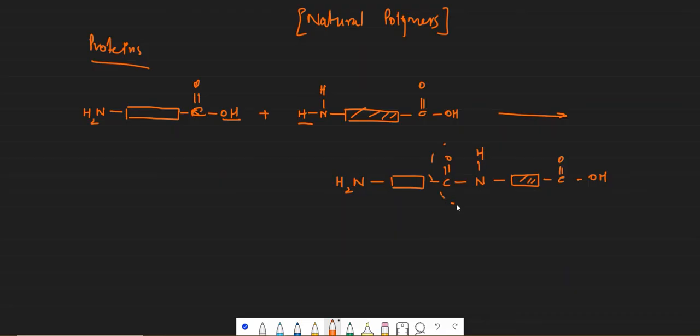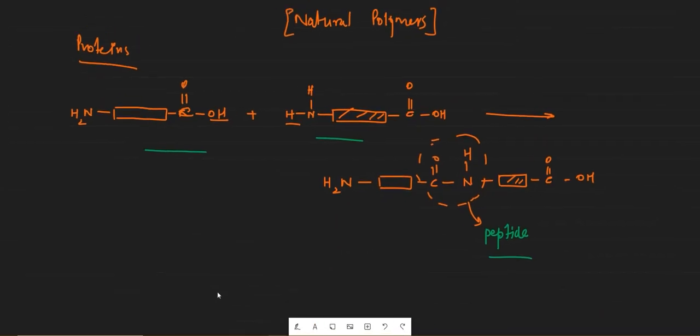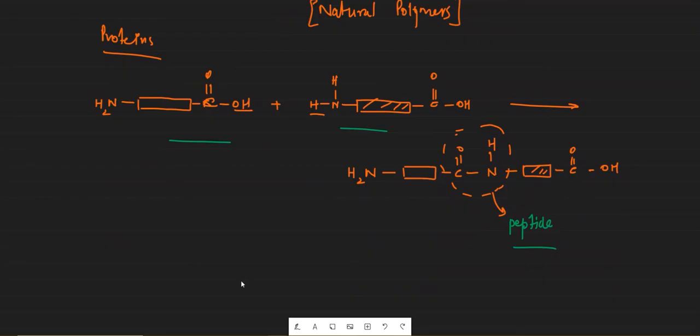This looks like an amide linkage, and it is an amide linkage, but here we name it differently. We call it a peptide linkage. So they often ask you which synthetic polymer proteins are like. You will say nylon because they have amide linkages, but their monomers are different. So remember that. Now let's move on to another natural polymer.